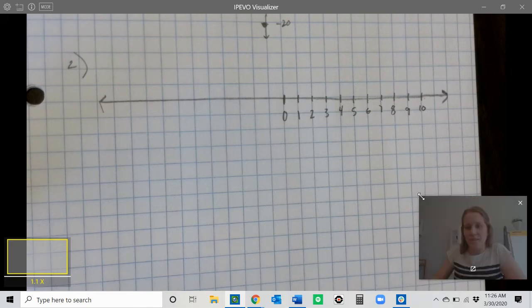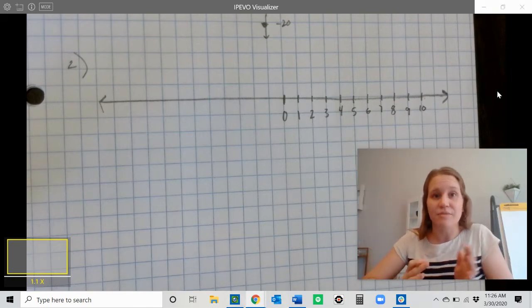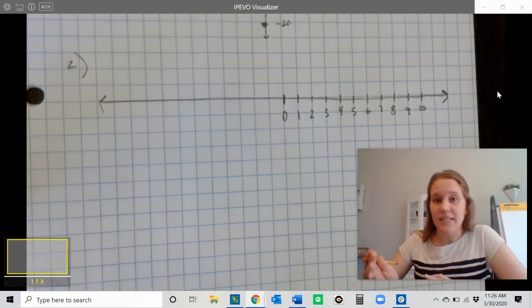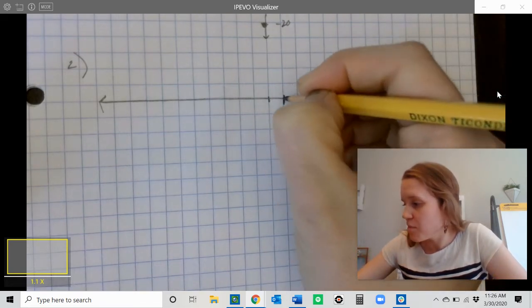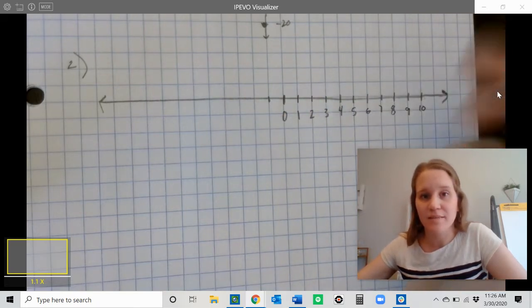So two important things to notice. One is that these are all positive numbers, and also that these are to the right of 0. Awesome. And then we can go ahead and look at the negative numbers. So again, I'm going to use one box on my graph paper for one unit.